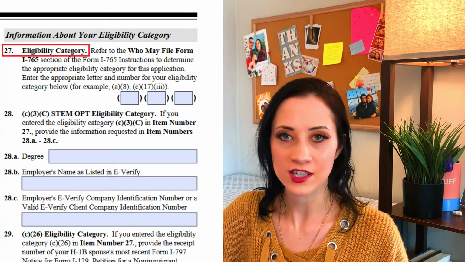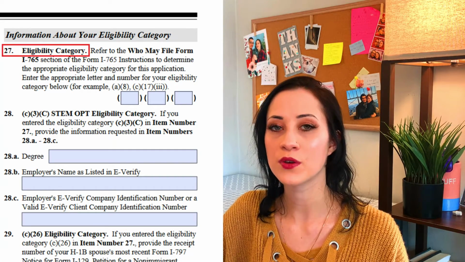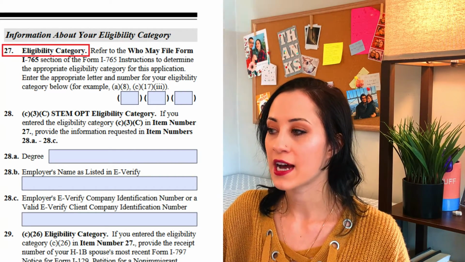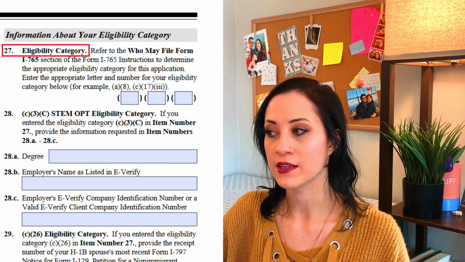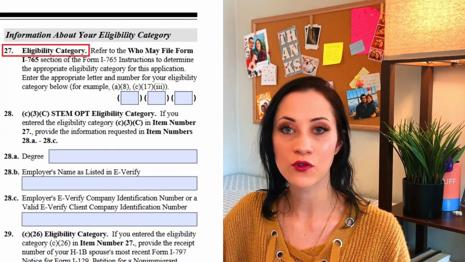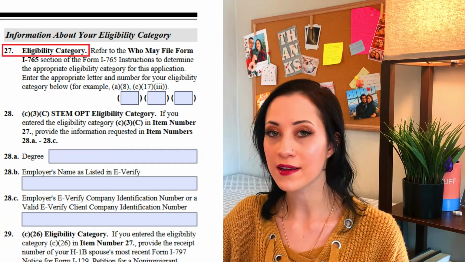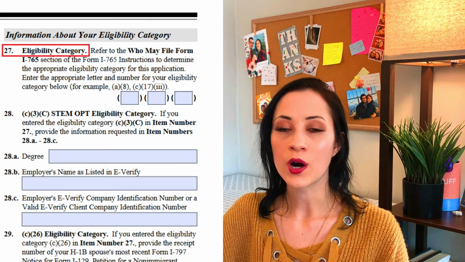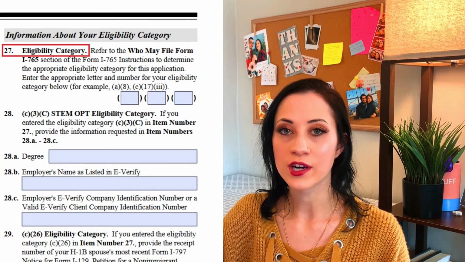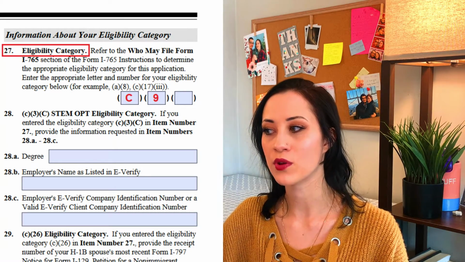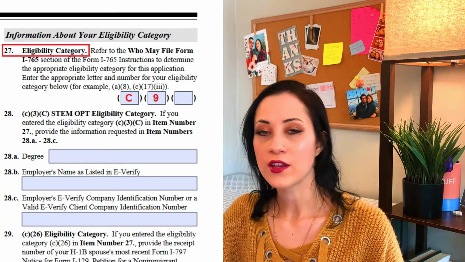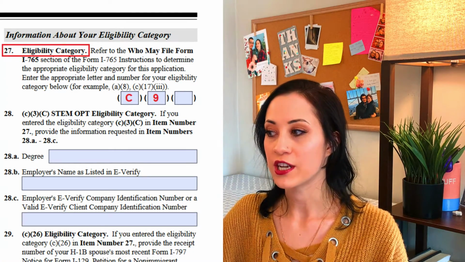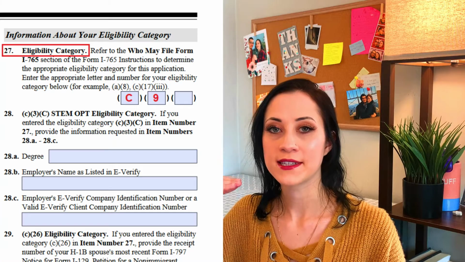So on the most recent edition for Form I-765, I want to point you guys to question 27, which is asking for your eligibility category under which you would be filing this form. So you can find your eligibility category in the Form 765 instructions. There are so many different eligibility categories. However, if you are applying for employment authorization form together with your adjustment of status application, then your eligibility category will be C9.